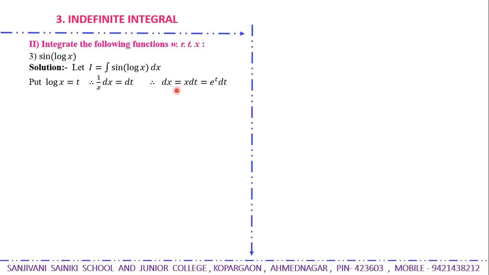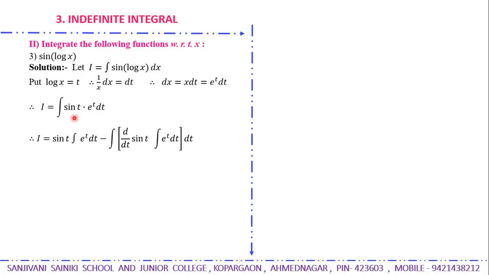And this x we can write as e raised to log of x to the base e. Log of x to the base e is what we have already put as t, so x can be written as e raised to t. So the integral becomes sin t e raised to t dt.